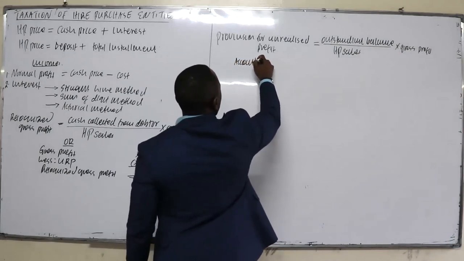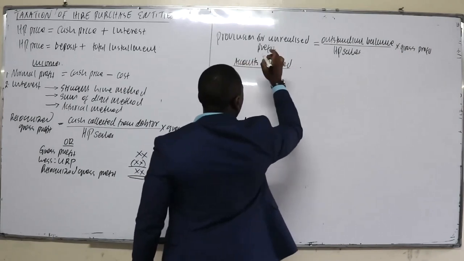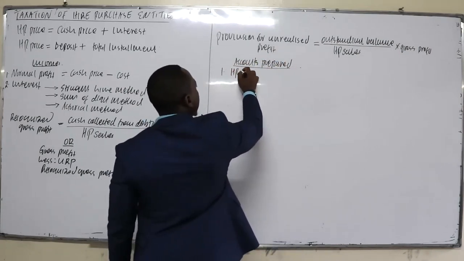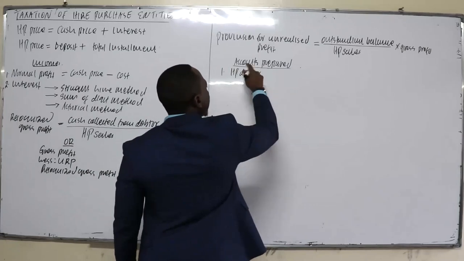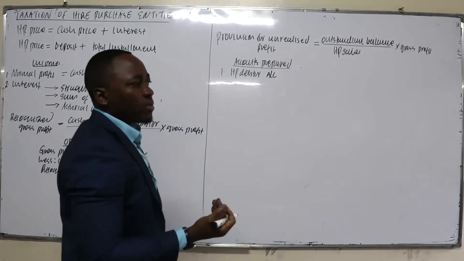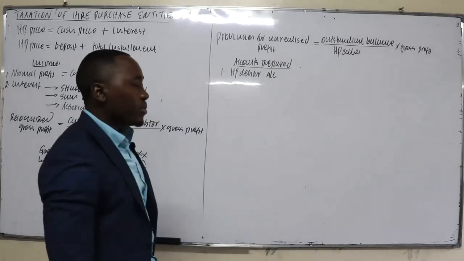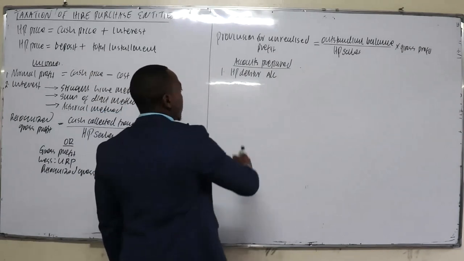Major accounts prepared when accounting for hire purchase. One, you need to open the hire purchase debtors account. Actually, this is a major account, because remember, you are selling on credit. Once the customer pays a deposit, they take possession of the asset, so you expect to receive some amount from them. So you must prepare the debtors account.